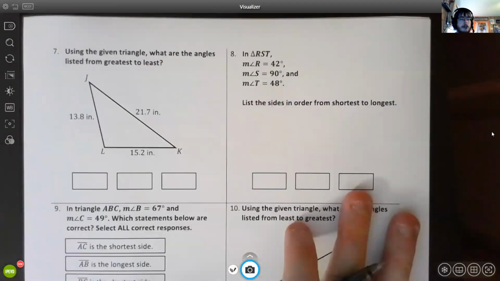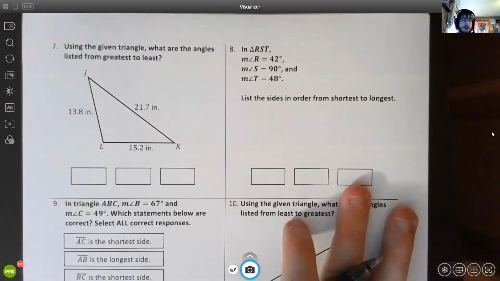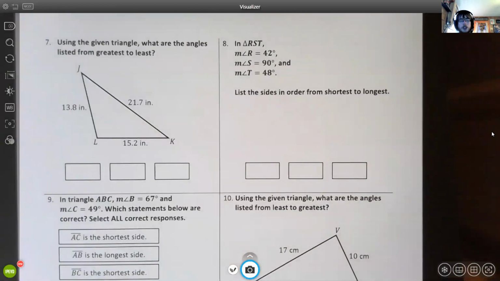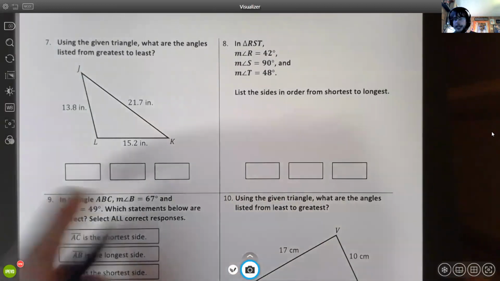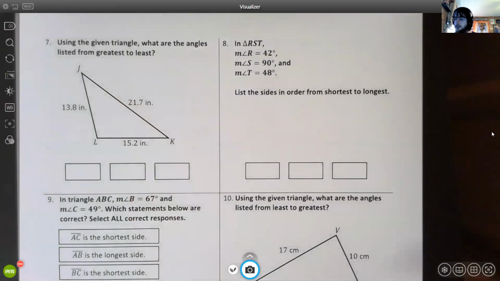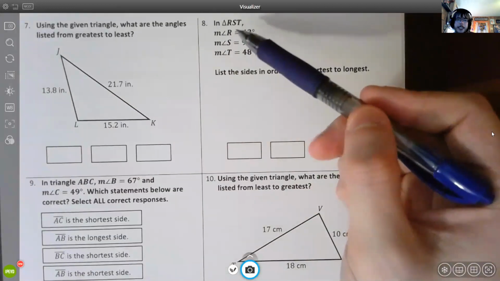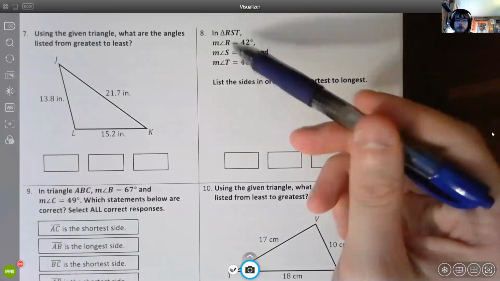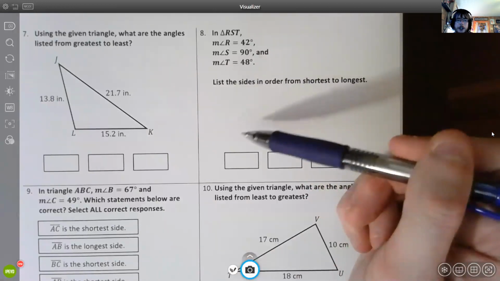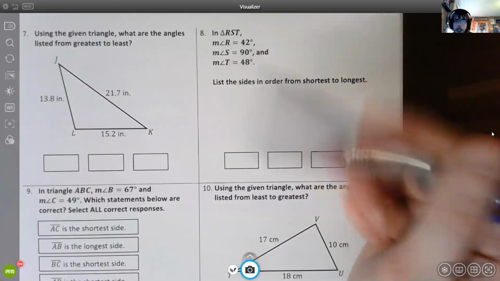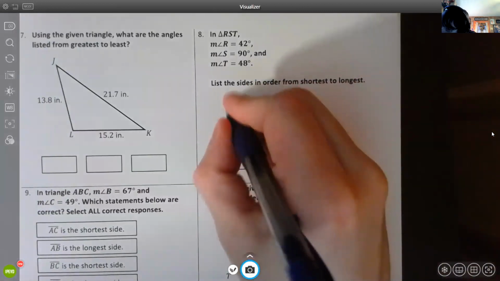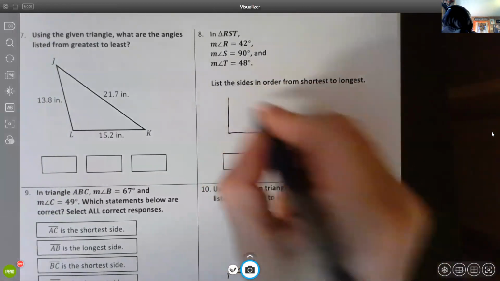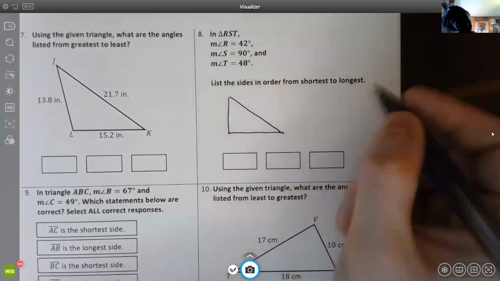All right, so number 7, using the given triangle, what are the angles listed from greatest to least? All you're doing here is looking at your sides. Same thing in number 8, or doing your angles, you do your opposite. Number 8, same exact deal. You'll see that there's no triangle here, so you'll have to draw a triangle and label it with the correct measures.